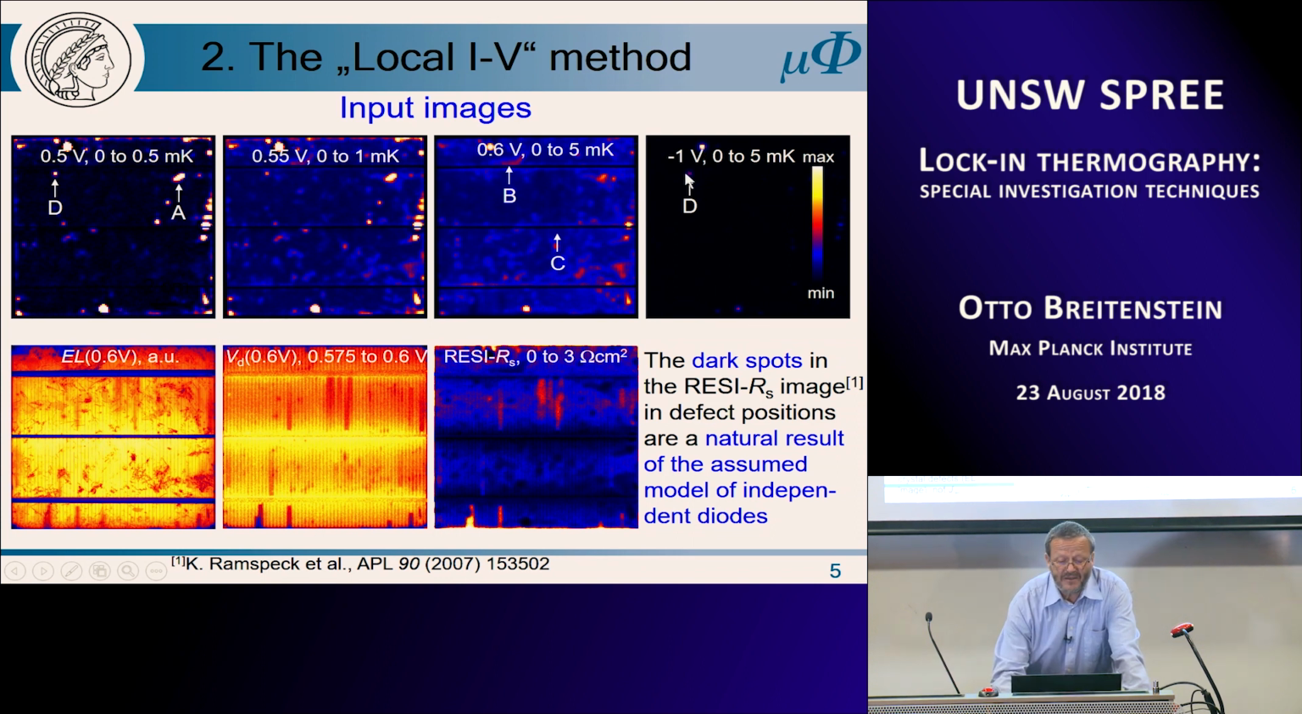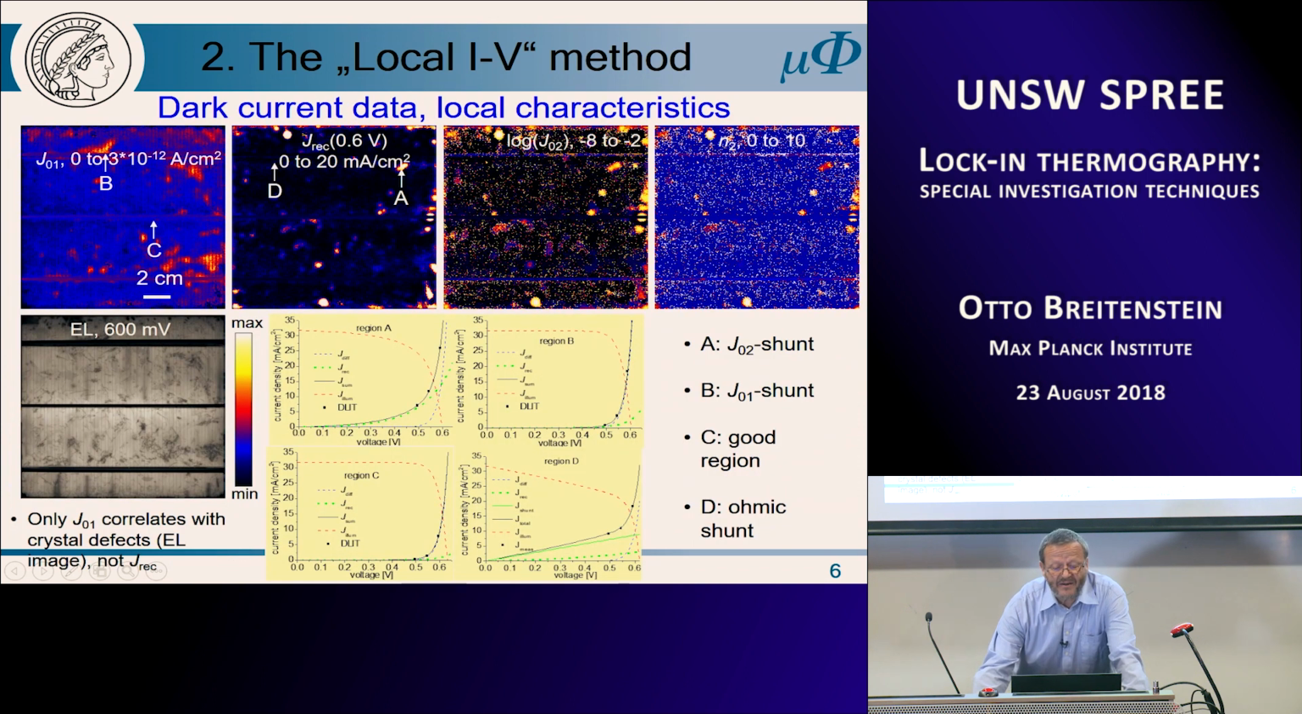a weak one. Okay, and already from these characteristics, you see that these regions differ substantially from each other. The black spots are the measured points, and the lines are according to the two-diode model, the simulated characteristics, and you can distinguish them nicely from each other.